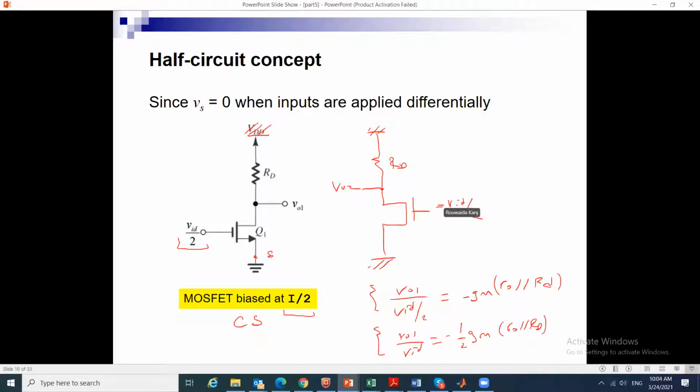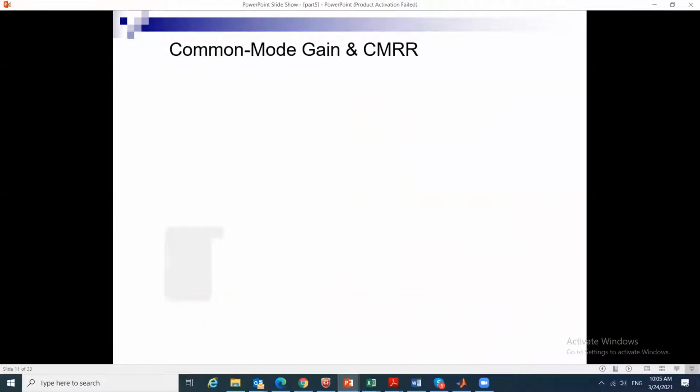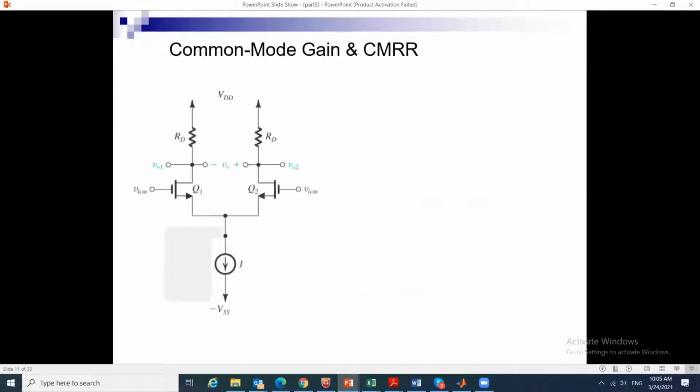And here the input is minus VID over 2. And we can find VO2 over VID turns out to have a positive sign, plus half gm times RO parallel RD. In a similar way, we introduced the half circuit for the differential input. Now we will introduce the half circuit for the common mode input.